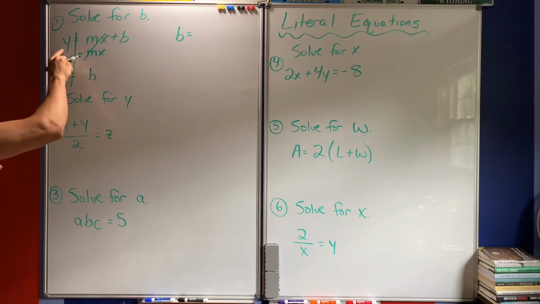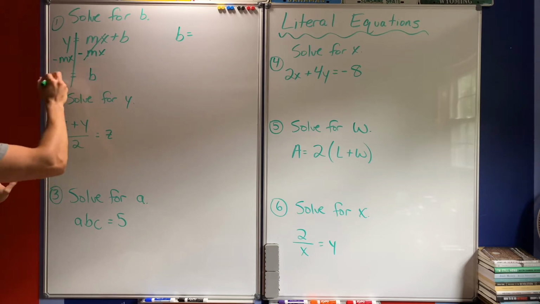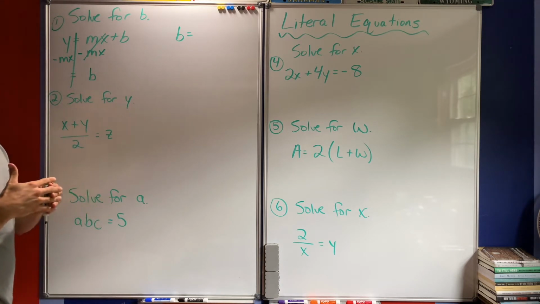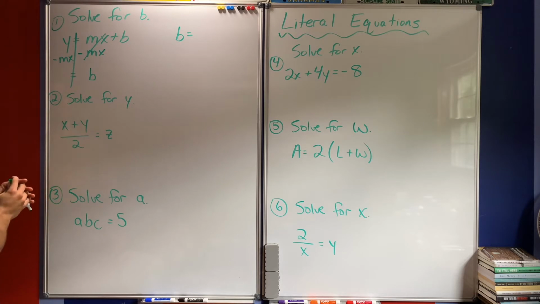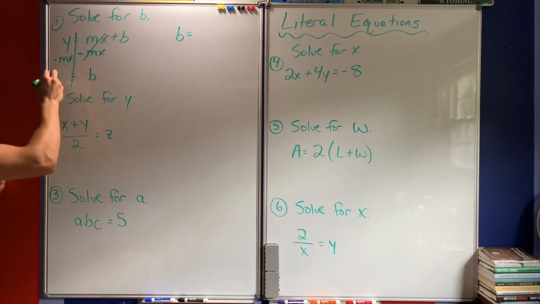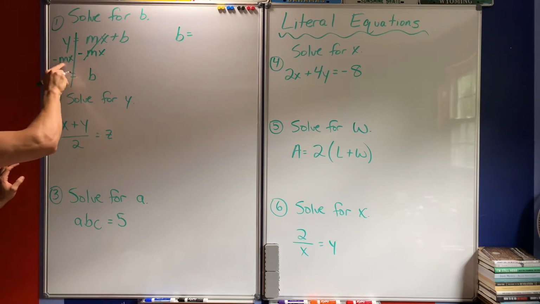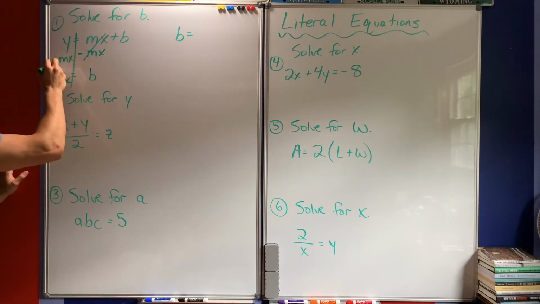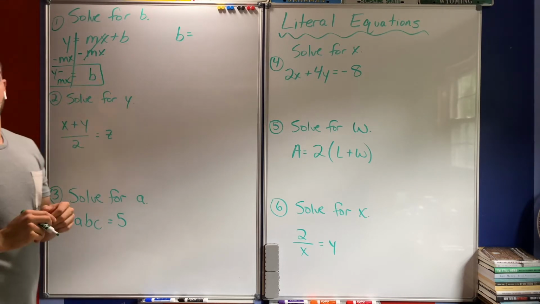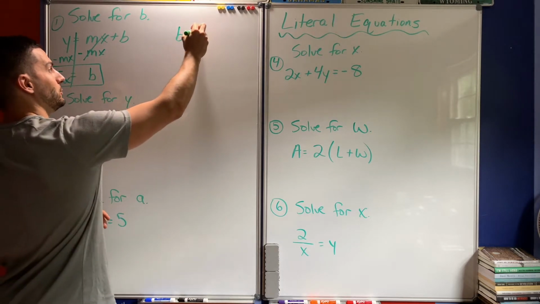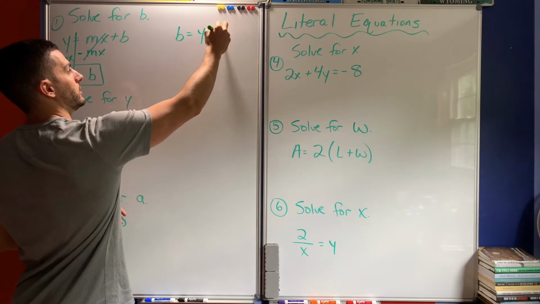So y minus mx, again, I talked about in the last video, those are all different unknown values that I don't know what they are, so I can't combine them at all. So I just have to leave them as it says, y minus mx. And that's as simply as I can write that answer without knowing what any of the variables are. So I would write this as b equals y minus mx.